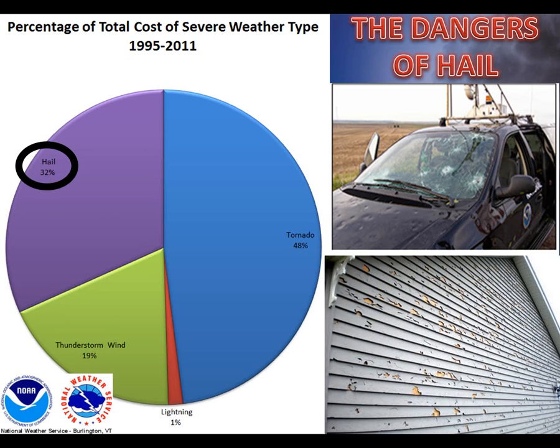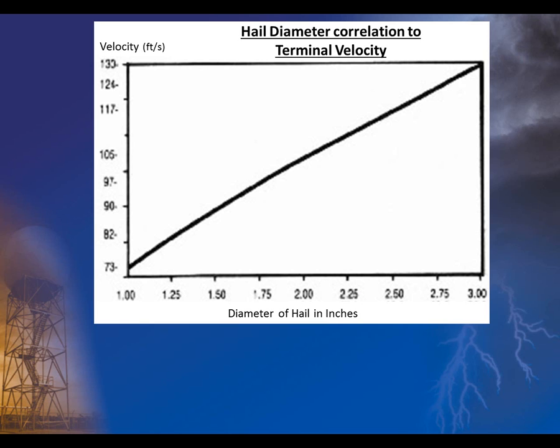Hail is the second most costly weather phenomenon from severe weather. Hail can easily damage anything outside, especially farm crops. The magnitude of damage depends on how large the hail is and how fast it is falling down to the ground. How fast does hail fall?